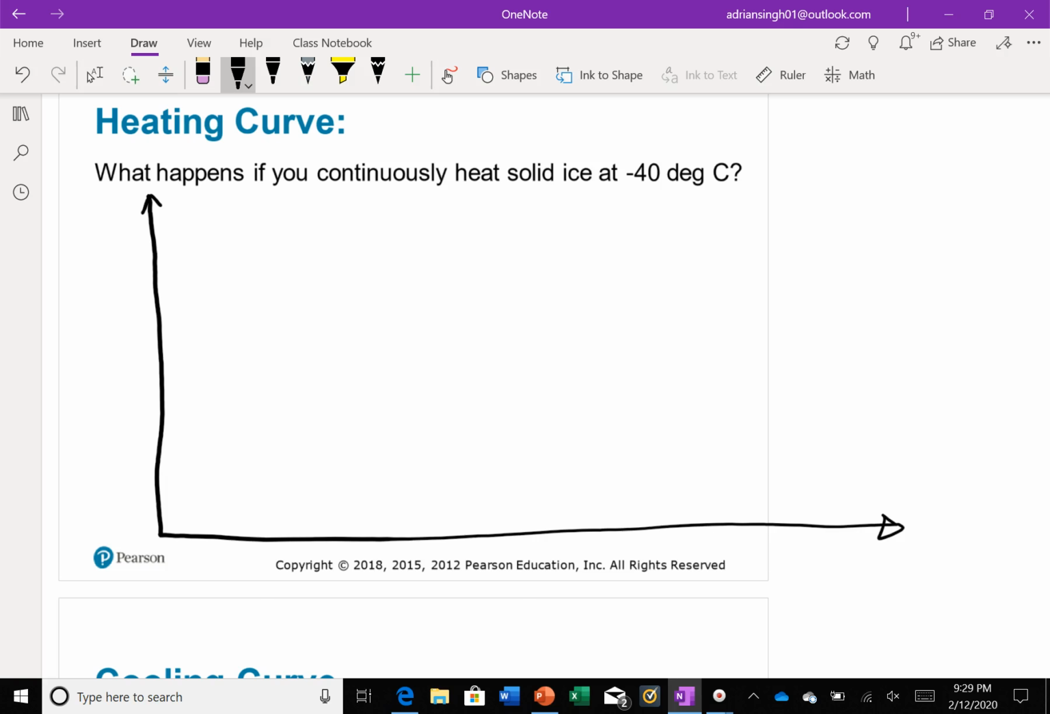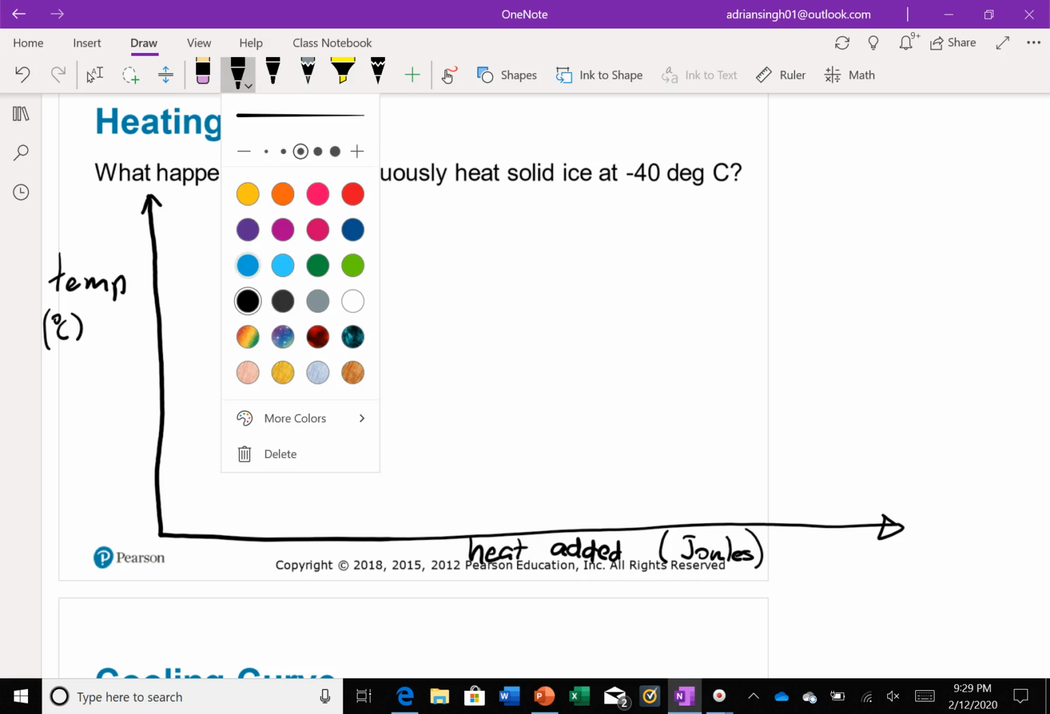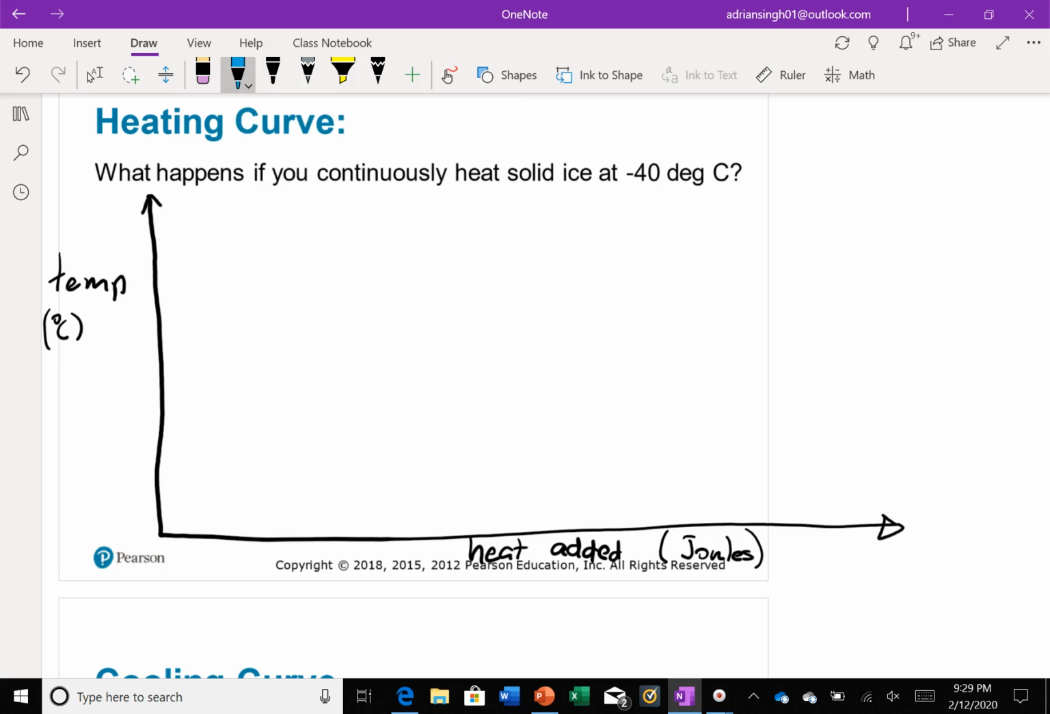So on the y-axis, we're going to record or monitor the temperature in degrees Celsius. And then on the x-axis, we're going to be taking a look at the amount of heat added. And this can be in any unit of heat energy. We'll just say joules for right now. All right, so we're going to start off with our sample initially at negative 40 degrees Celsius, so right about here.